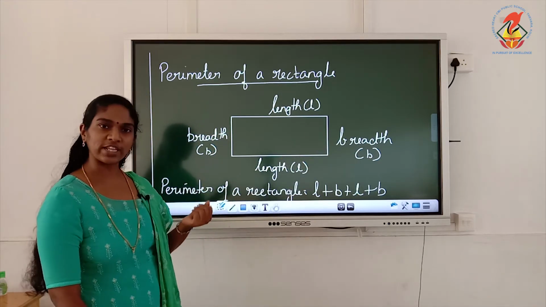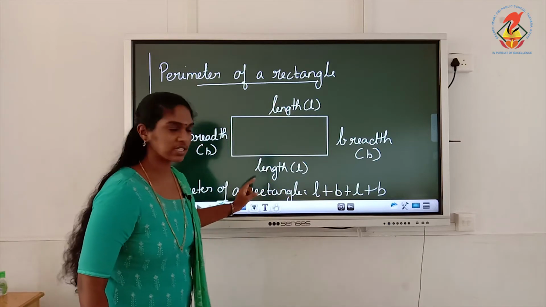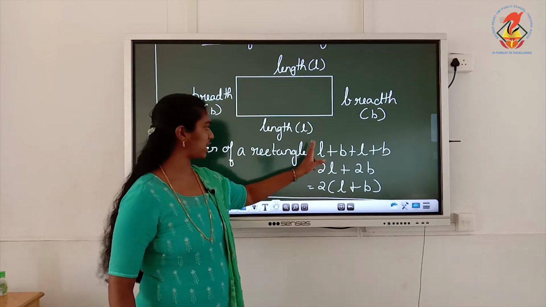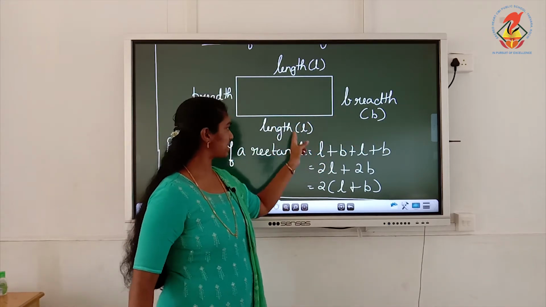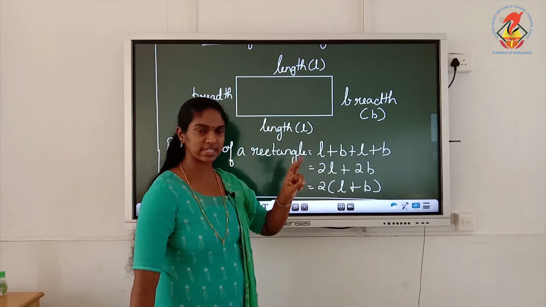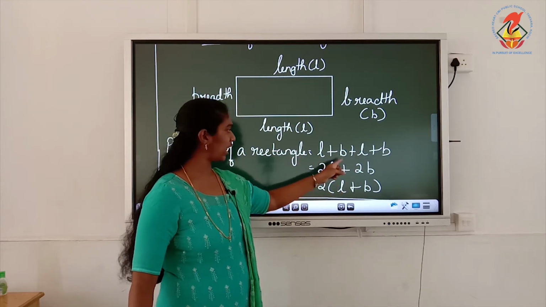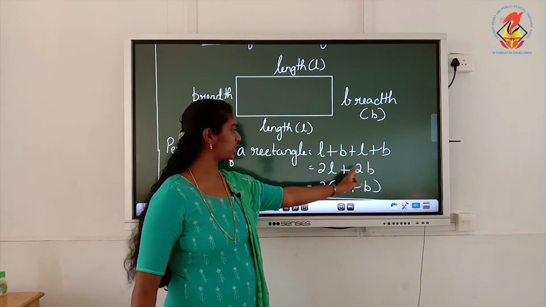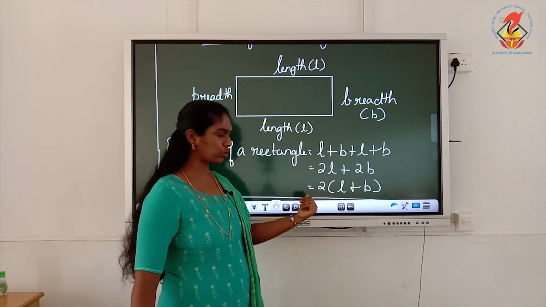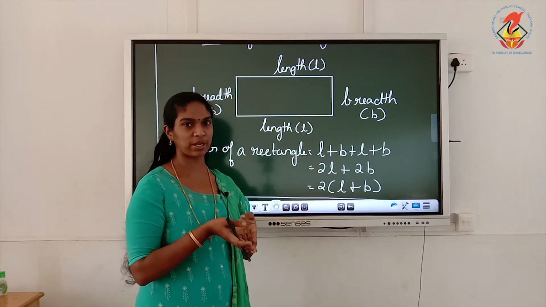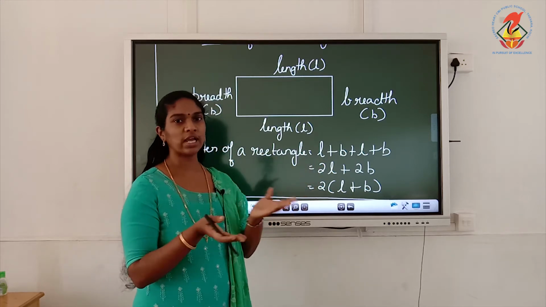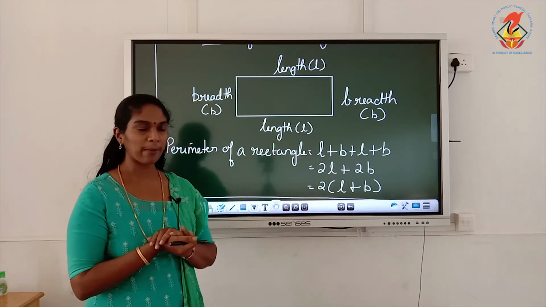Now what do we do to find the perimeter? We will add up all the sides, isn't it? So that is what I have done over here. Perimeter of the rectangle: I have added the sides L plus B plus L plus B. So I have added 2 times L, that is why I have written 2L. Again B I have added 2 times, so I have written 2B. Now in this you can see 2 is common. So I have taken out 2 and I have put L plus B inside the bracket.